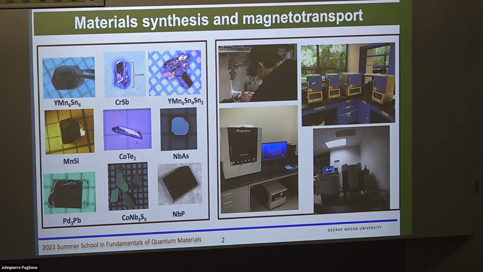So to put things into perspective, what my group does is that we synthesize materials, mostly focusing on single crystal materials. And then we do some sort of property measurement also. So the synthesis and characterization of single crystal materials. And one of the material systems that we're currently working on is the carbonate material.